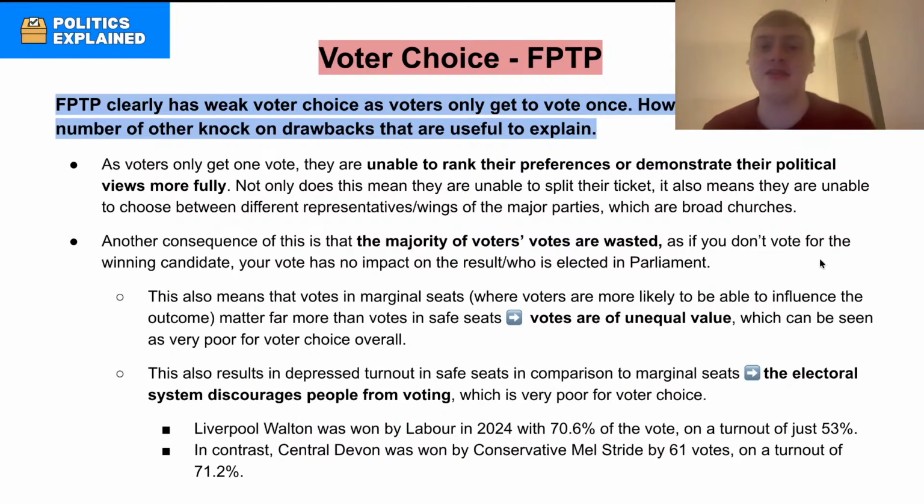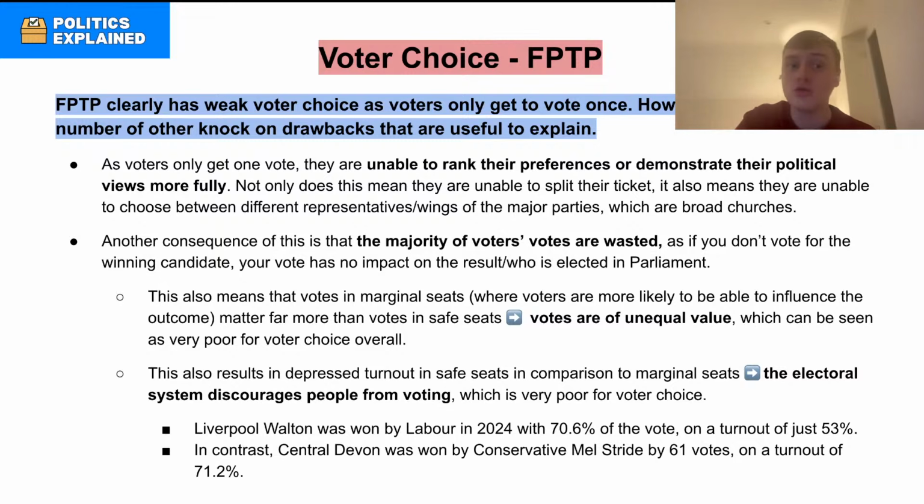We're now going to compare the different systems in terms of voter choice. Firstly, looking at first past the post, and first past the post clearly has weak voter choice, as voters only get one vote. However, this also has a number of knock-on drawbacks that are useful to explain.